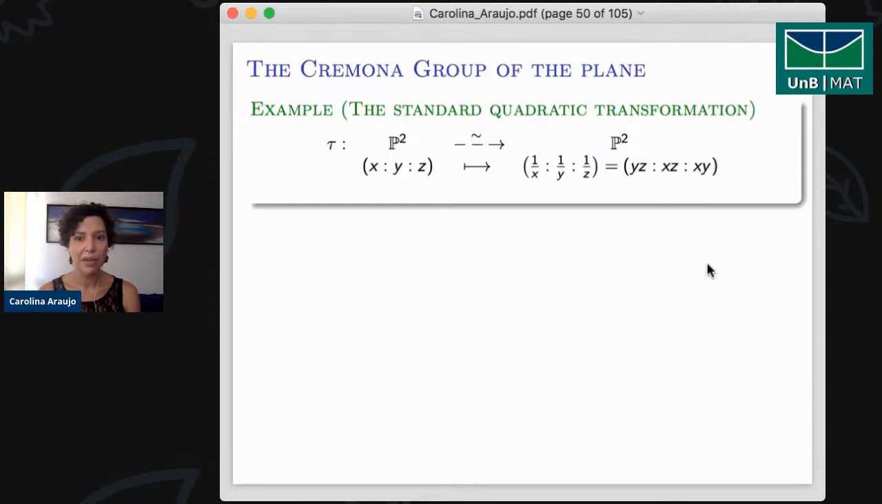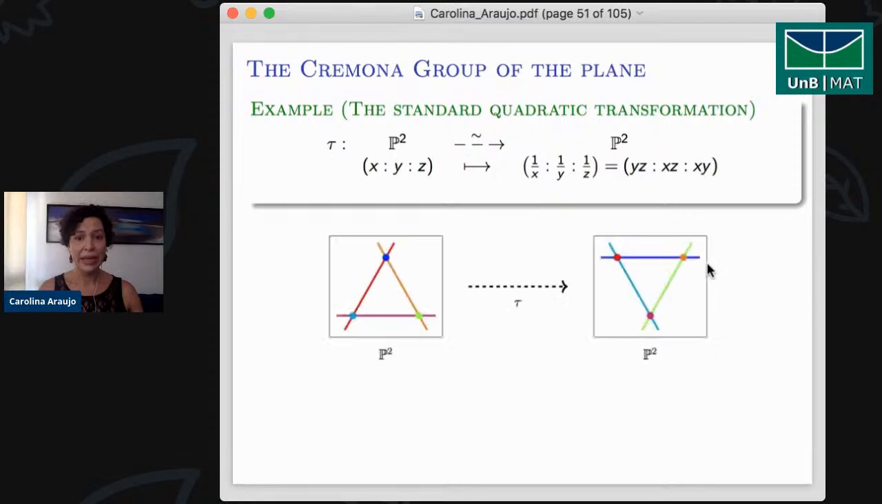So this is the same thing as writing yz, xz, and xy. So this is why it's called quadratic. And we see easily that this is an involution. So just by the first description, we easily see that tau squared is the identity. And this is a sort of diagram to illustrate what this map does.